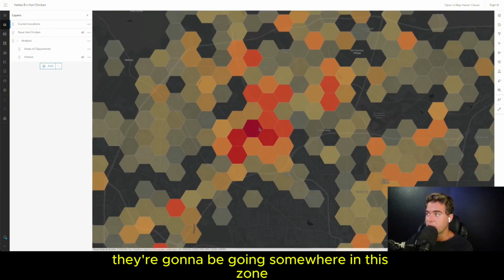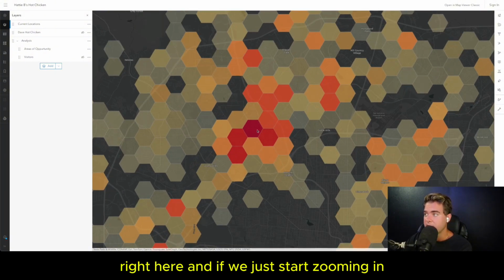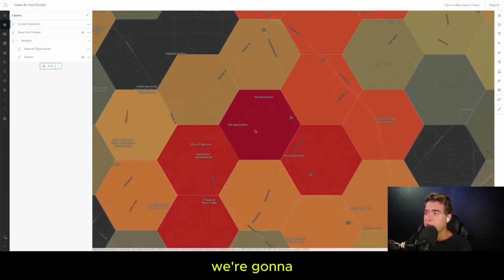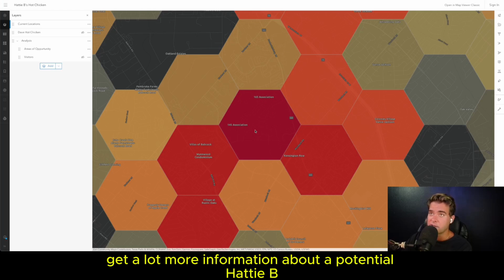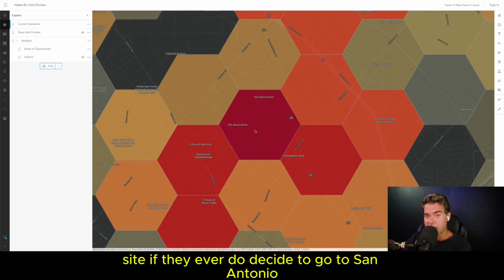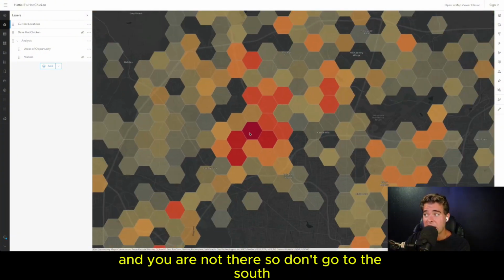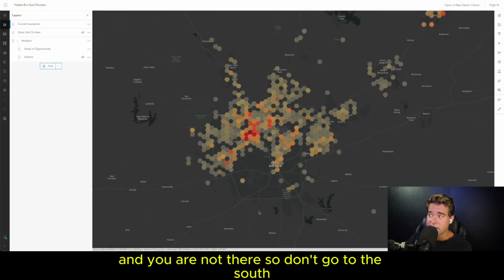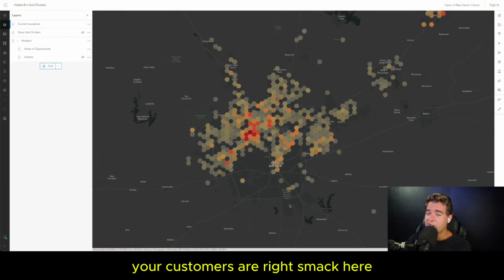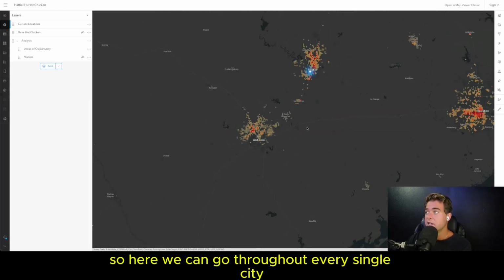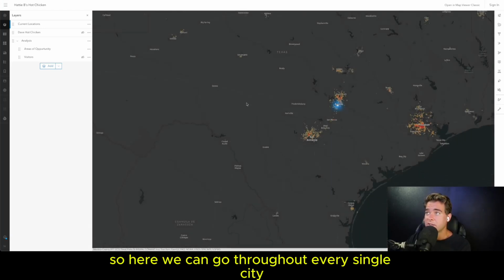Looks like they're going to be going somewhere in this zone right here. And if we just start zooming in, we're going to get a lot more information about a potential Hattie B's site if they ever do decide to go to San Antonio. This is where your existing customer is in this city, and you are not there. So don't go to the south. Don't go anywhere down here. Your customers are right smack here if you want to stay with that strategy. So here we can go throughout every single city in the United States.